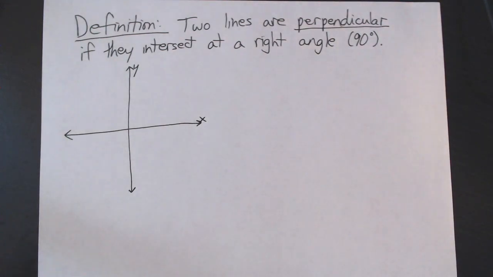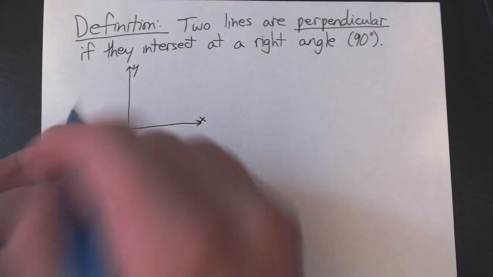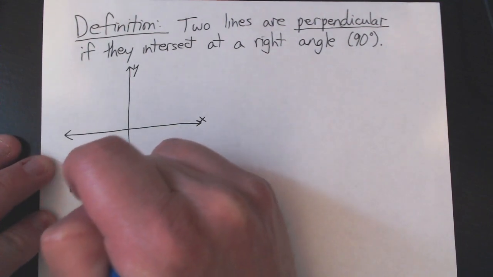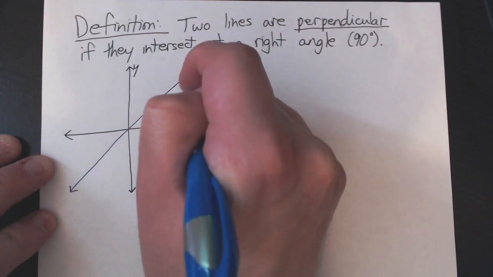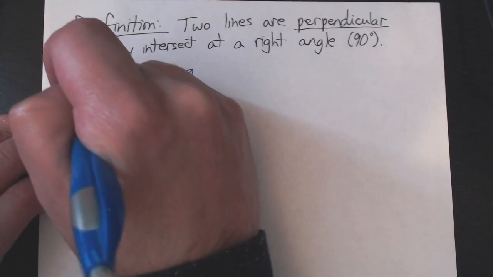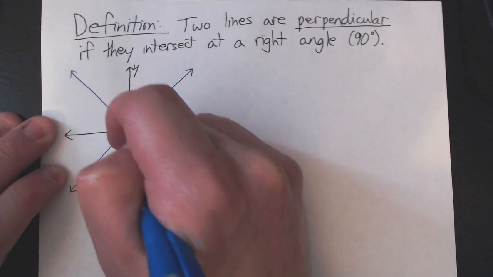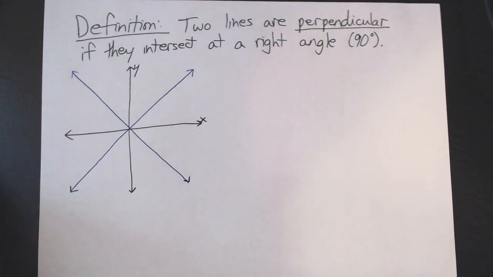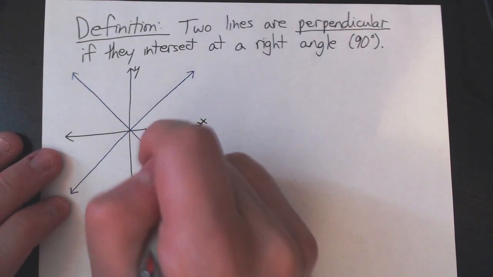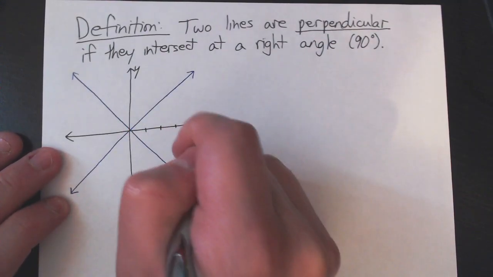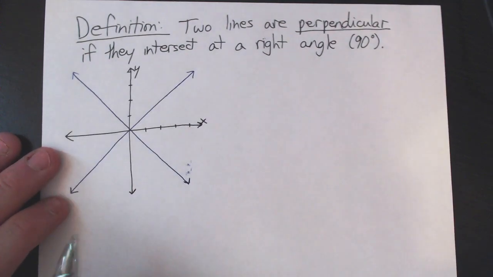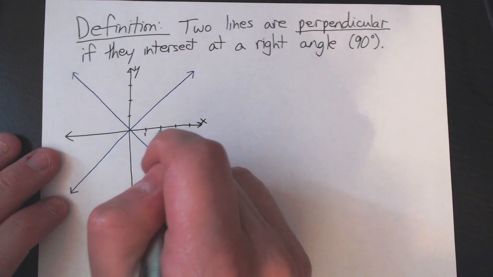All right, so here's an example of two lines that are perpendicular. How about this line and this line? Making a big X across the plane. Oh, here's a question. What slope do you think those two lines have? You can probably figure that out.